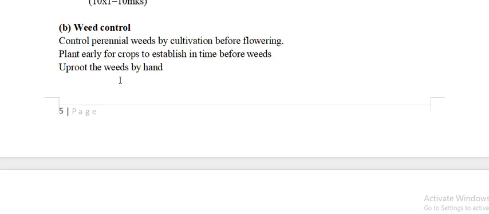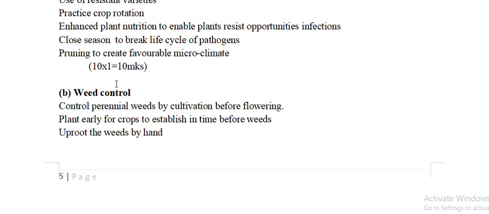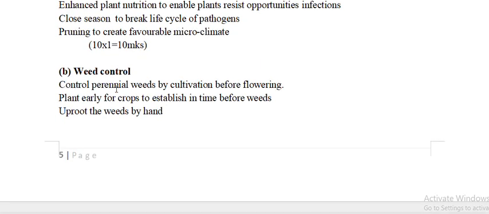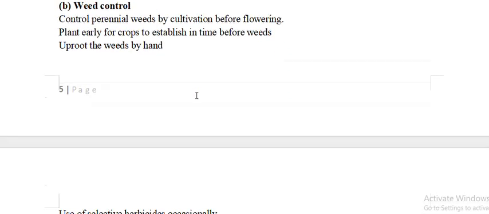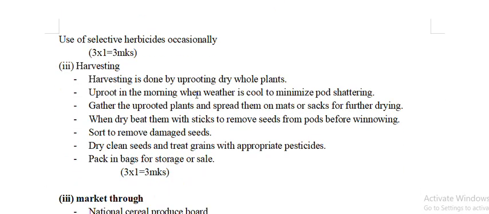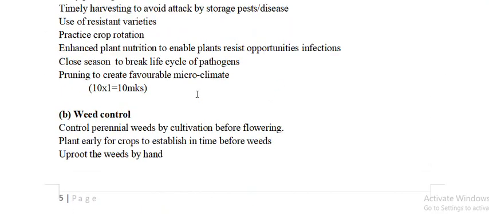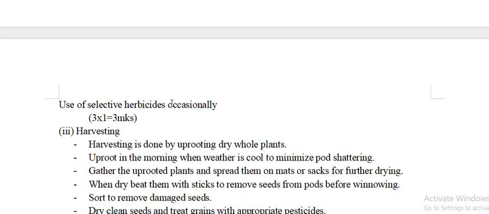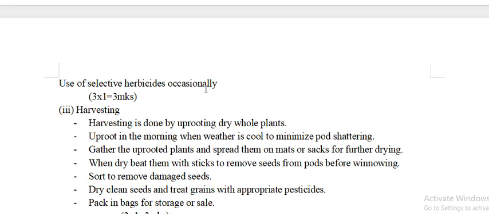Then weed control, you can control perennial weeds by cultivation before flowering, and that is under beans. We are talking about beans weed control. Then plant early for crops to establish in time before weeds. Uproot the weeds by hand. Then you can use selective herbicides occasionally.